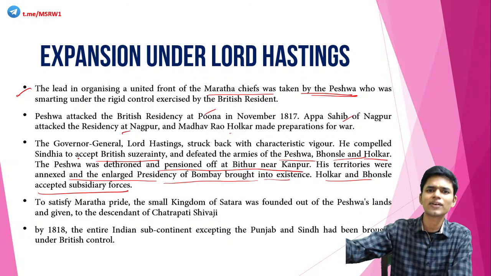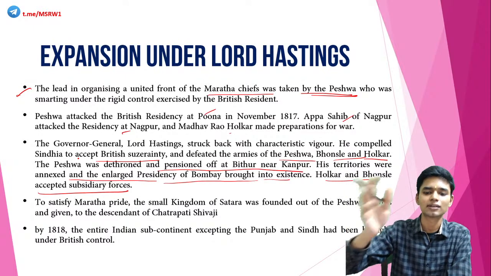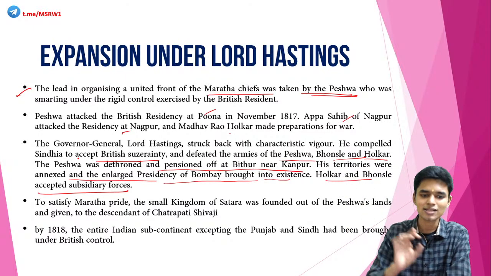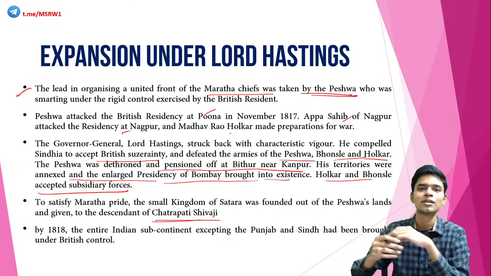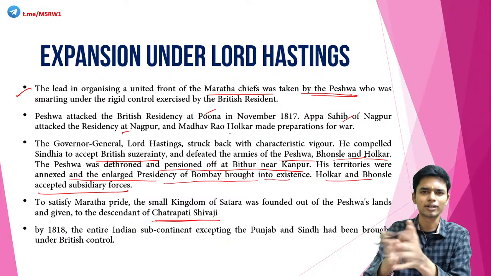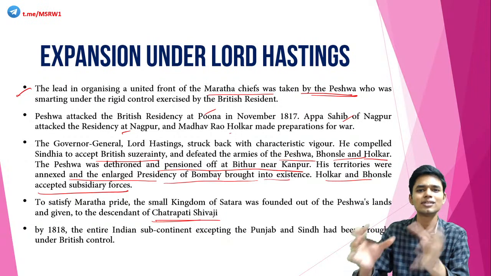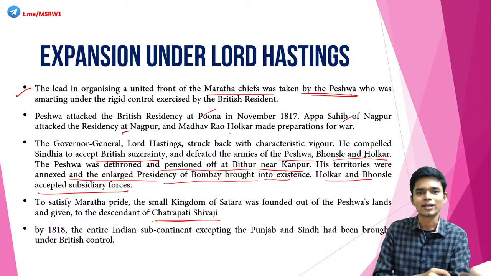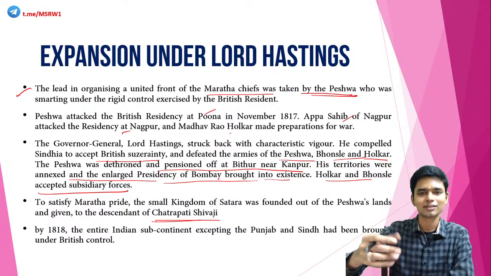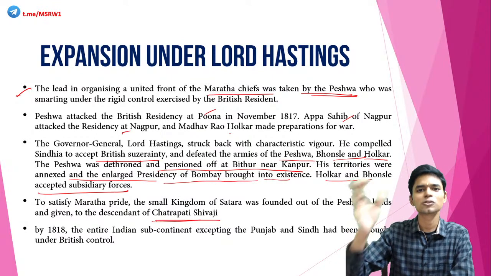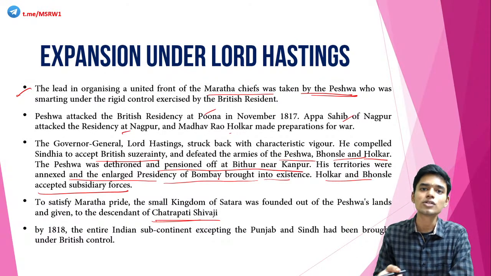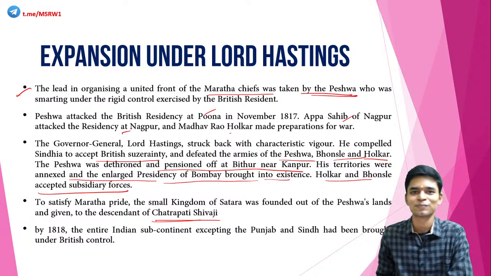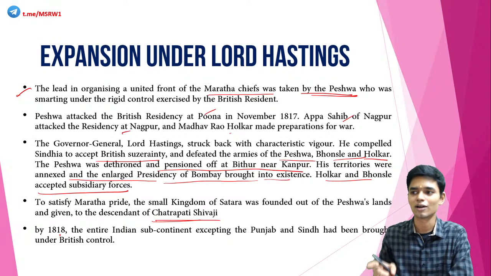But to satisfy the pride of Marathas, a small kingdom of Satara was founded out of the Peshwa's lands and given to Chhatrapati Shivaji's descendant. Chhatrapati Shivaji was the champion of Marathas. So his descendant at that time was given this small territory. The territory was actually founded just to save the Maratha pride. And again, the descendant of Chhatrapati Shivaji was supposed to be a puppet in the hands of Britain. Clear? Later we will see that Dalhousie, using the doctrine of lapse, annexes Satara also. Satara is the first state annexed by Lord Dalhousie using the doctrine of lapse.